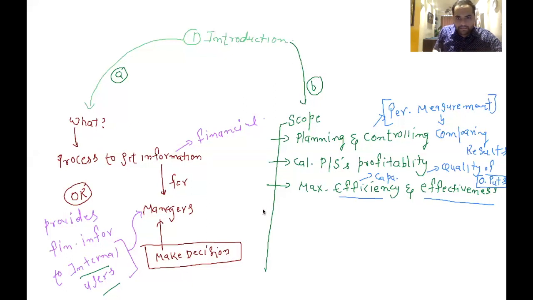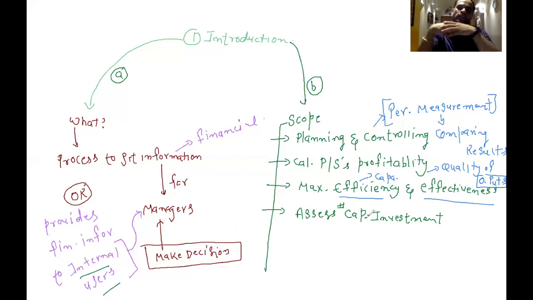Next is assess capital investment. Now, what is capital investment? And you know what a capital is? Capital is the amount of money that we need to start and run the business. That's called capital. And capital investment means using that money to buy assets, right?